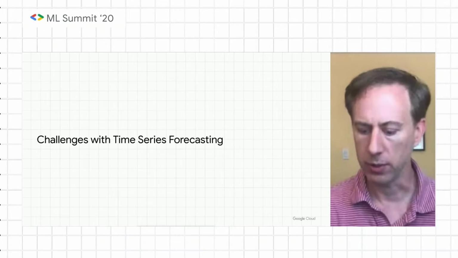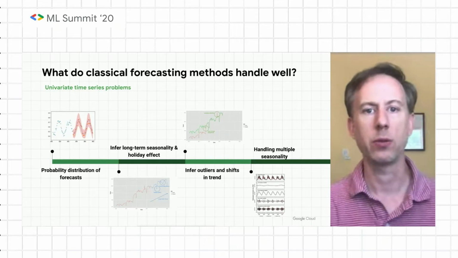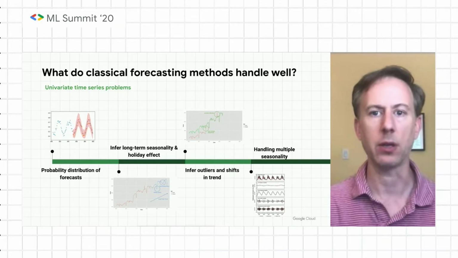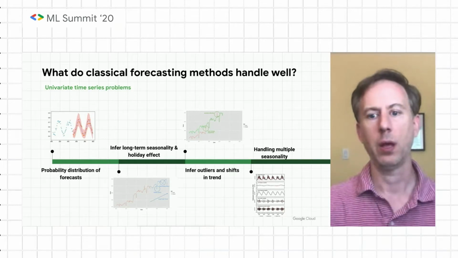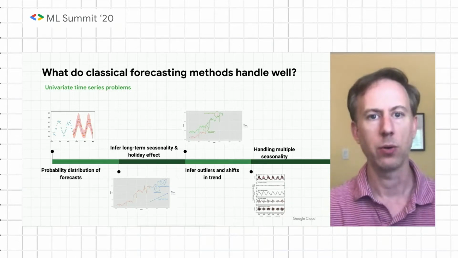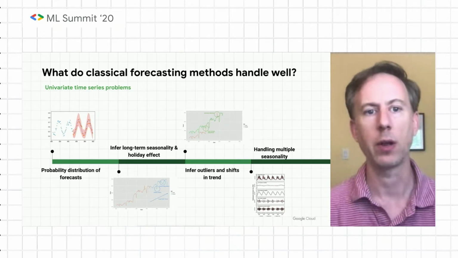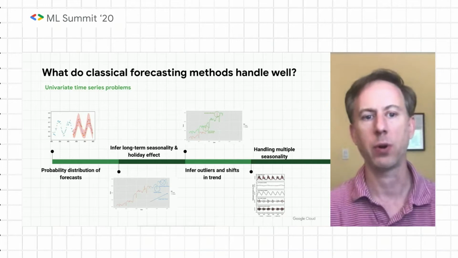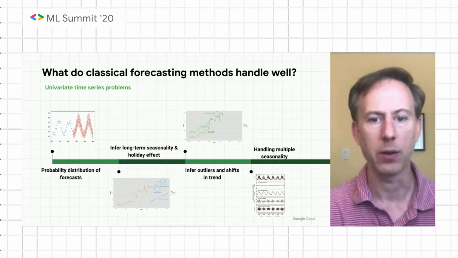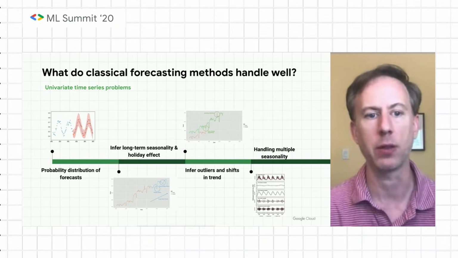Let's talk about some of the challenges with time series forecasting. In this presentation, we're going to look at both classical methods, or the kinds of methods using statistics that have been used for quite some time, and we're going to compare and contrast those to machine learning-based methods. Classical forecasting methods can be very good at what's called univariate time series problems, or time series problems with one variable, tracking one thing over time.